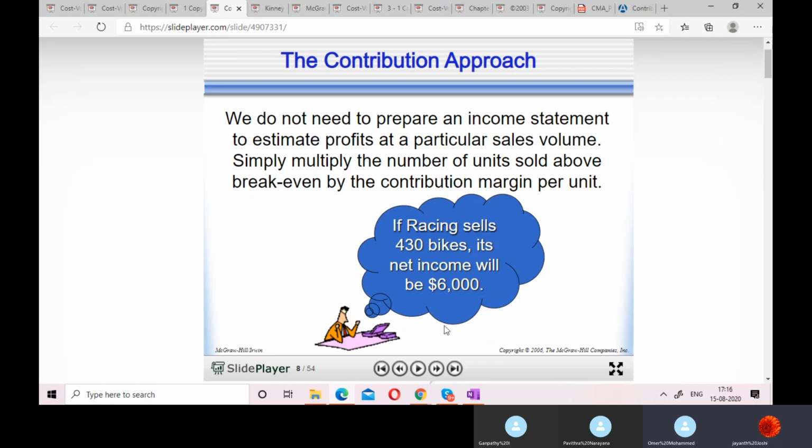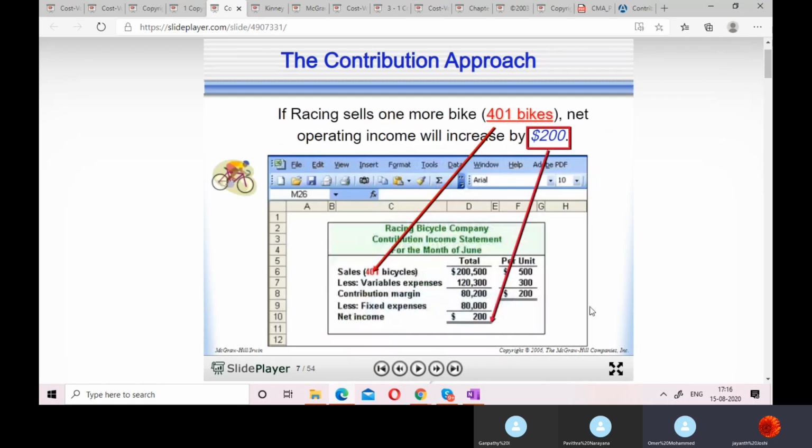मतलब वो क्या बोल रहे हैं आपको, आपको पूरा इनकम स्टेटमेंट बनाने की जरूरत नहीं है. अभी आपका ब्रेक इवन कितने पे हो रहा है बॉस, 400 यूनिट्स. सपोज आप 400 बाइक्स बेचे तो आपको ब्रेक इवन हो जाएगा शायद. कैसे हो जाएगा?